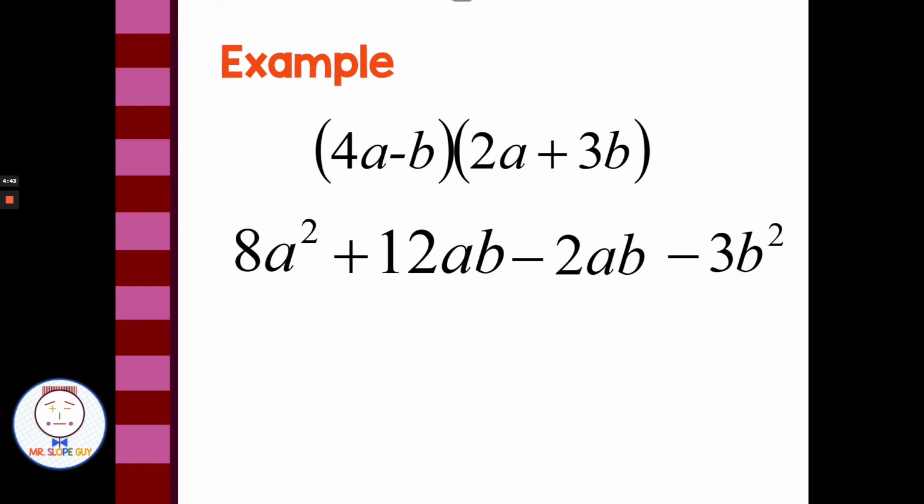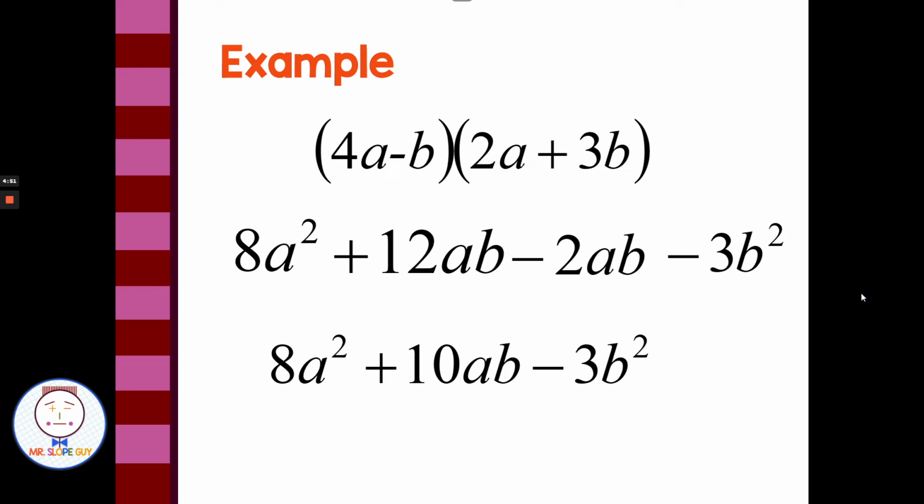Look for like terms. We have like terms here in the middle again, positive 12ab and negative 2ab, combined to be 10ab. So my final answer is 8a squared plus 10ab minus 3b squared.